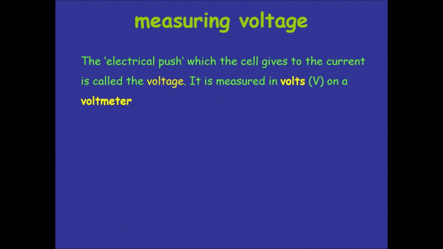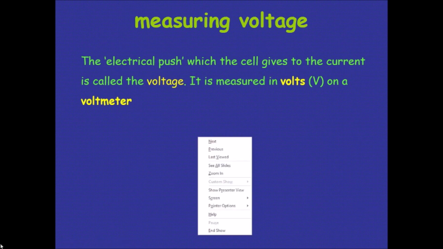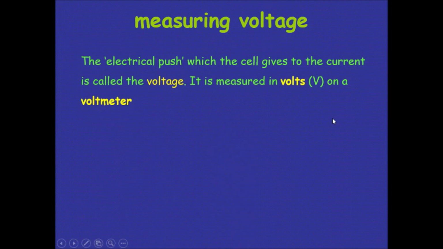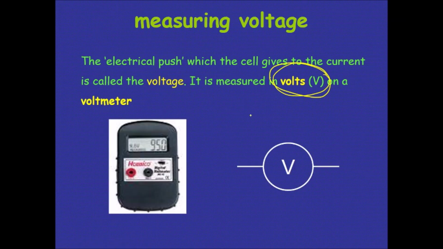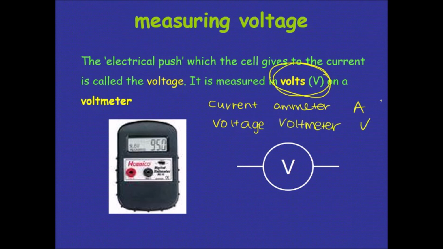So, measuring voltage. The electrical push which the cell gives to the current is called the voltage. It is measured in volts. So this is the measurement we're using for voltage on a voltmeter. Just a quick recap. Before, we said current, right? We use an ammeter, and the unit is A. Here we use voltage. We use a voltmeter, and we use V. That's amps, and this is volts.